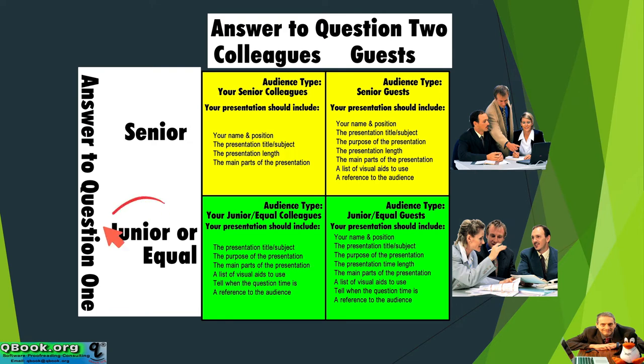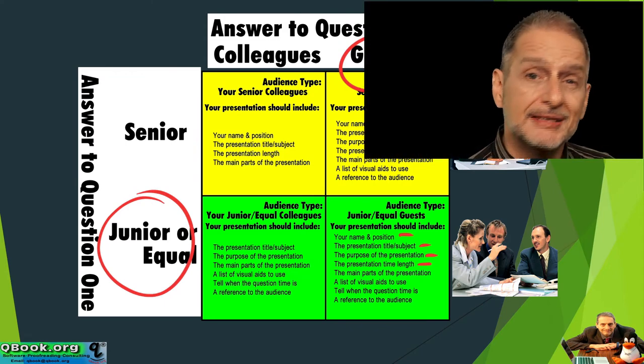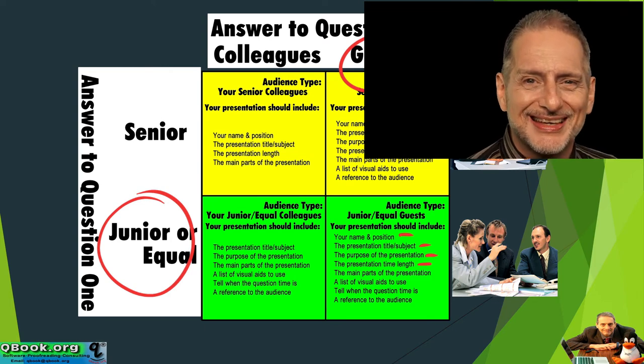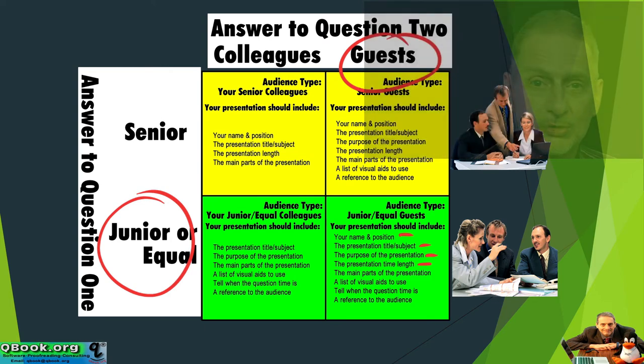Okay, let's look at the last quadrant here, which is people equal or junior to you, but from outside your company. So they're not inside your company, they're outside. And in that case, you're going to do the most possible, I think. You're going to, of course, explain who you are, because they might not know who you are. You need to give the presentation title. You need to tell the purpose of the presentation. You need to tell how long the presentation is going to be, because again, these are people from outside the company. They need to know how much time you're going to use. Otherwise, they'll be kept checking their watch all the time, getting anxious to get to their next meeting or to do their next task.